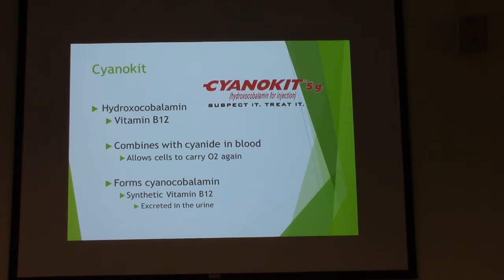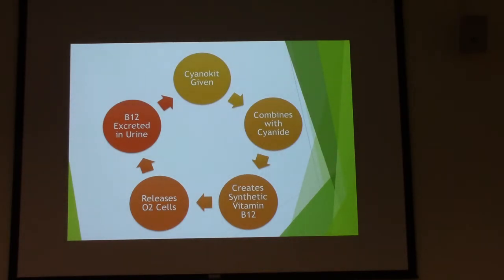So in our cyano kit, you're going to see there's a couple different things. The vitamin B12 combines with the cyanide in the blood and allows the hemoglobin to actually carry the oxygen again. Then a synthetic vitamin B12 is formed and it is excreted through the urine. So we give the cyano kit, it combines with the cyanide, creates the synthetic B12, it releases oxygen into the cells, and then the body gets rid of it.